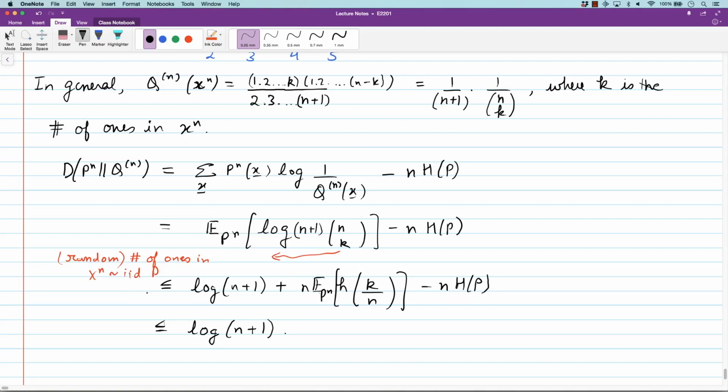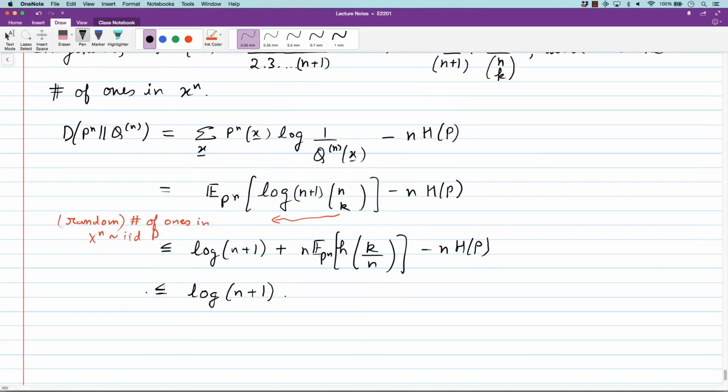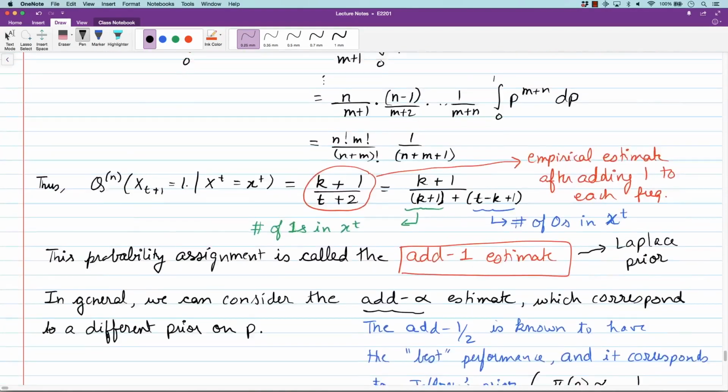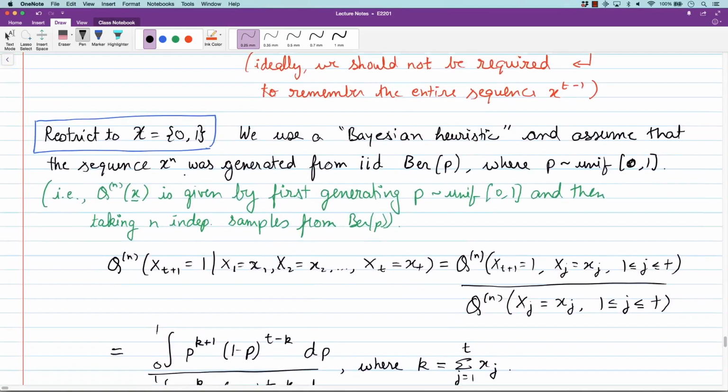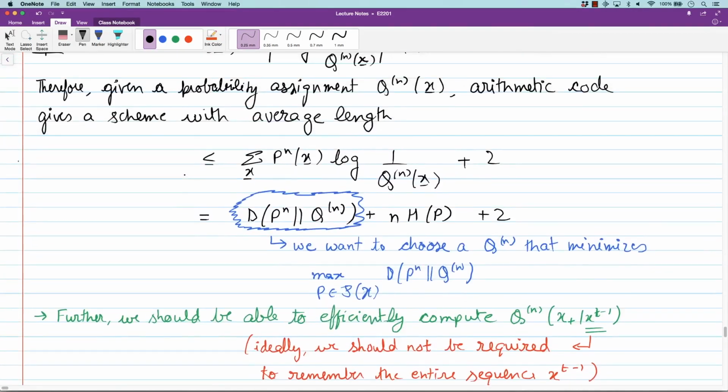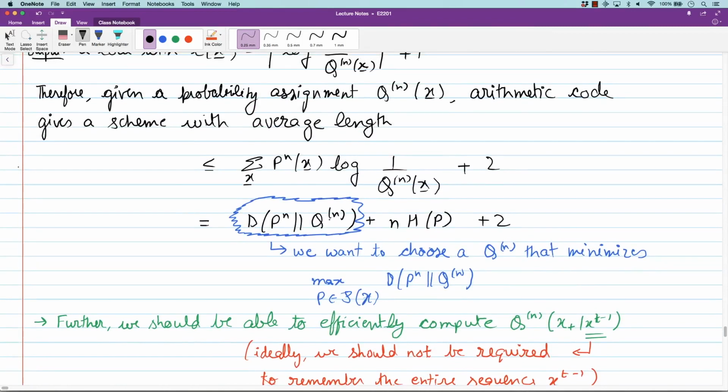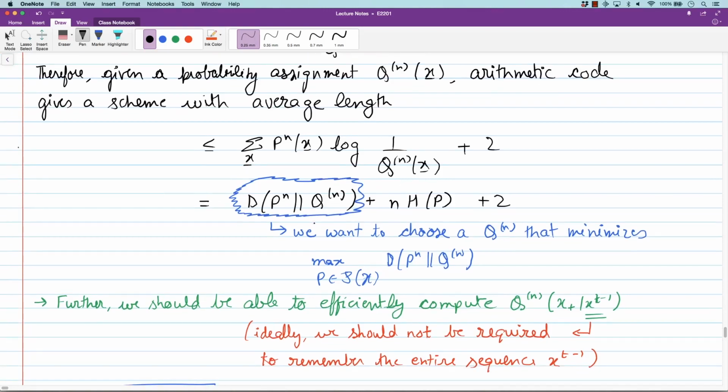So great, we have already said that if you came up with a probability assignment, this is true for every p, so also for the max over p. So if we came up with a probability assignment, then the scheme that we have has redundancy at most d of p and qn. If we just plug this probability assignment into the arithmetic code, note that the computation is very easy. We only need to maintain the number of ones and number of zeros that we have seen, so the number of ones and the length of the sequence. That's all you want to remember in this scheme. So you can compute those probabilities, and it will give you this excess length over the optimal length.